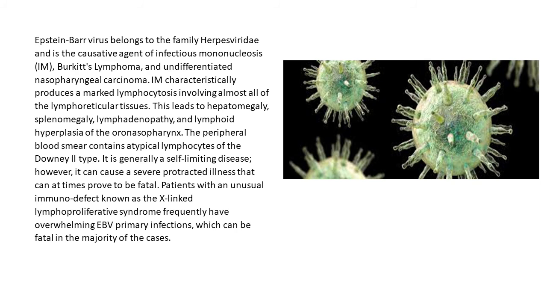Epstein-Barr virus belongs to the family Herpesviridae and is the causative agent of infectious mononucleosis, Burkitt's lymphoma, and undifferentiated nasopharyngeal carcinoma. Infectious mononucleosis characteristically produces a marked lymphocytosis involving almost all of the lymphoreticular tissues. This leads to hepatomegaly, splenomegaly, lymphadenopathy, and lymphoid hyperplasia of the oropharynx. The peripheral blood smear contains atypical lymphocytes of the Downey type 2.